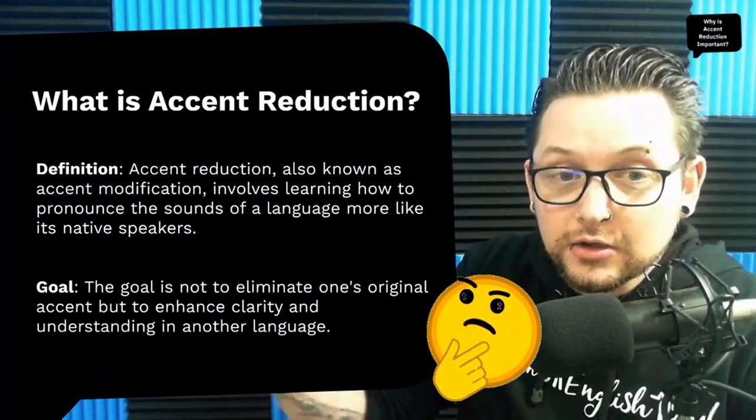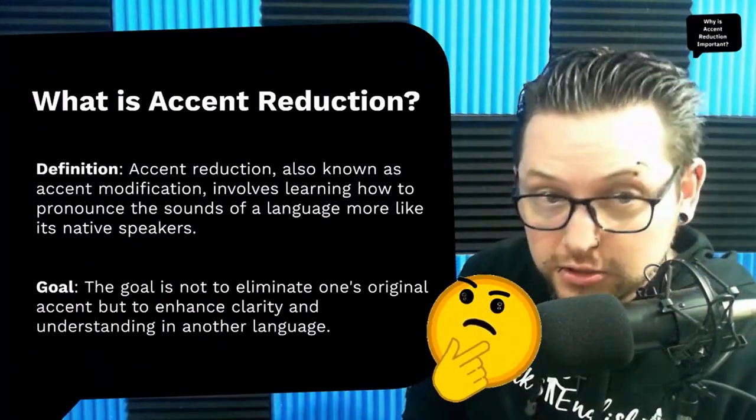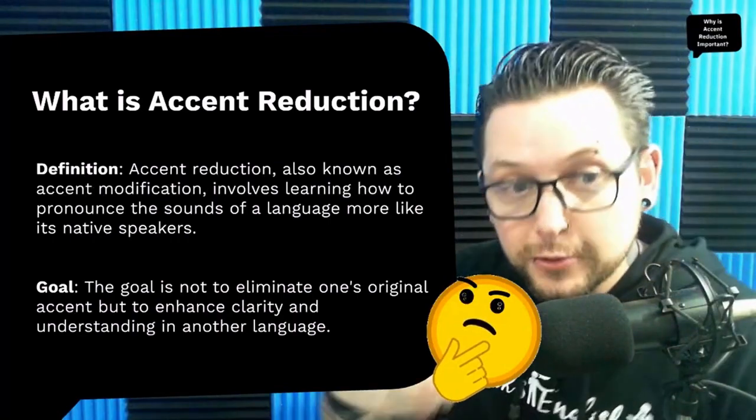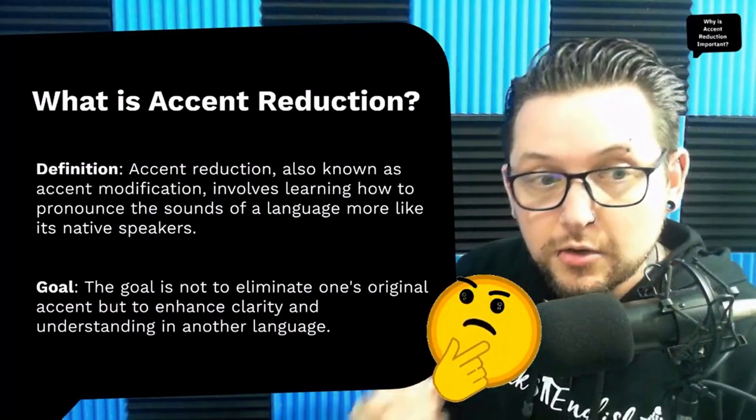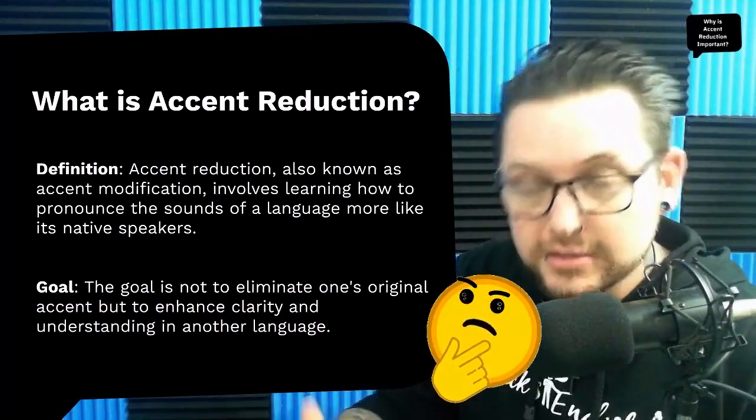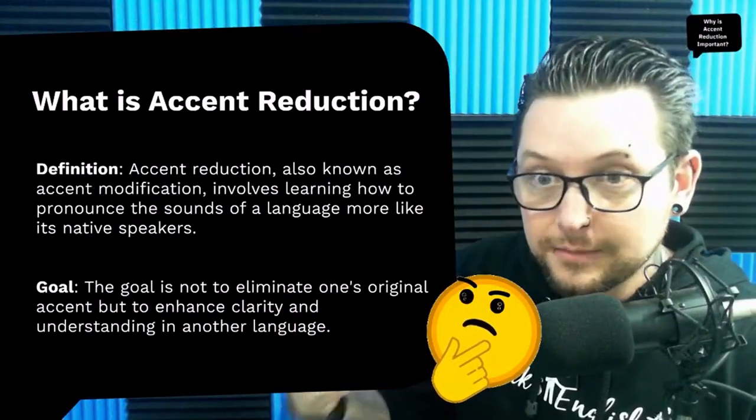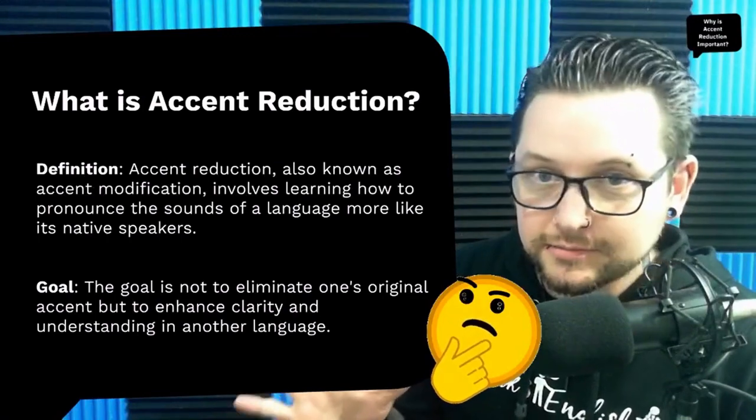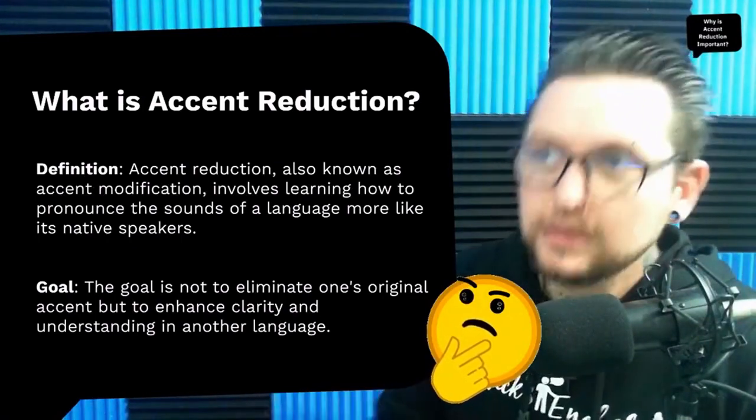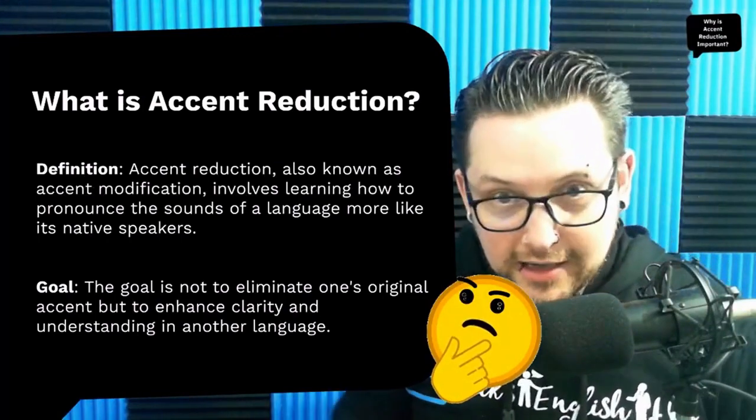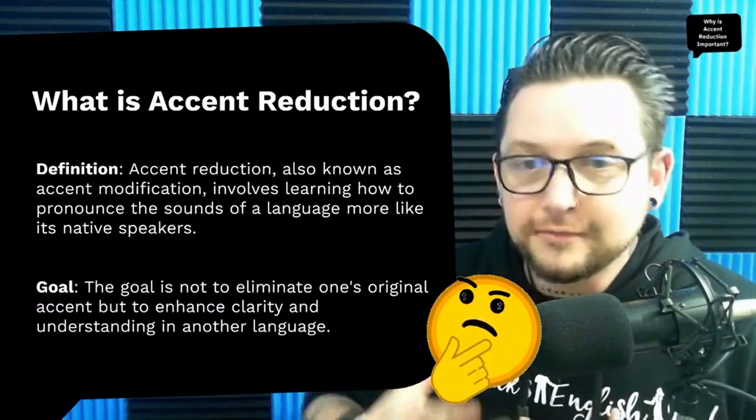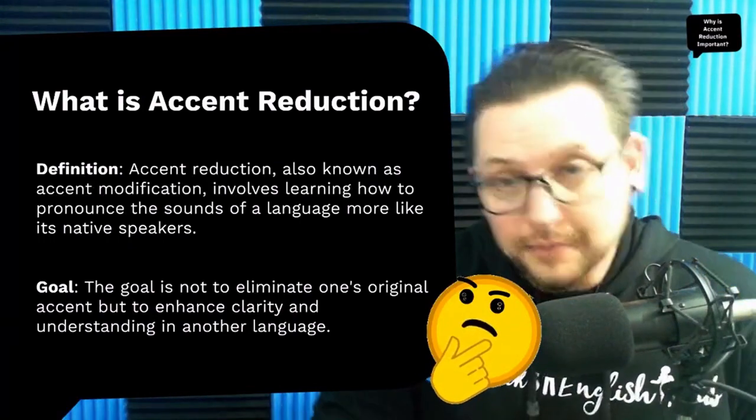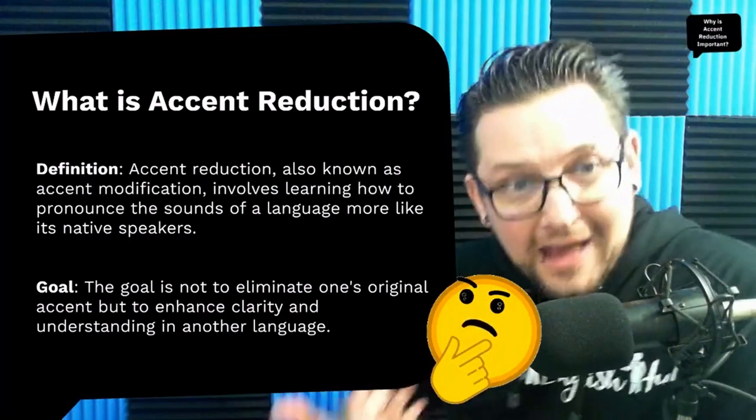All right, now the definition. Accent reduction, also known as accent modification, involves learning how to pronounce the sounds of a language more like its native speakers. In this case, American. Right? I can't help you with the British accent, nor would I want to. This is American accent. All right, so obviously I am American, and I focus on the American accent.